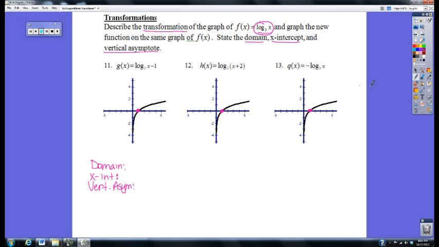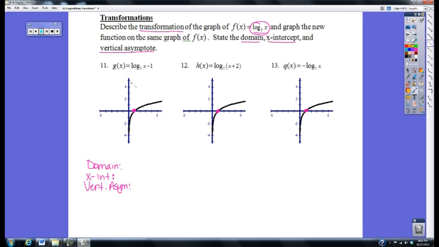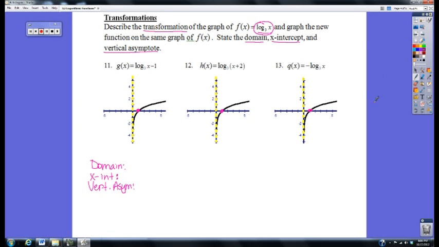Now in addition to that, what you don't see, and I'm going to sketch on here for you, is we don't see the vertical asymptote. I'm going to draw it on here. It's this little vertical dotted yellow line. So as we shift the graph around, we also need to keep in mind that this vertical asymptote, I'm going to draw it here on all of them, needs to move along with the rest of the graph. So you need to move the vertical asymptote along with everything else. Okay, they go together.